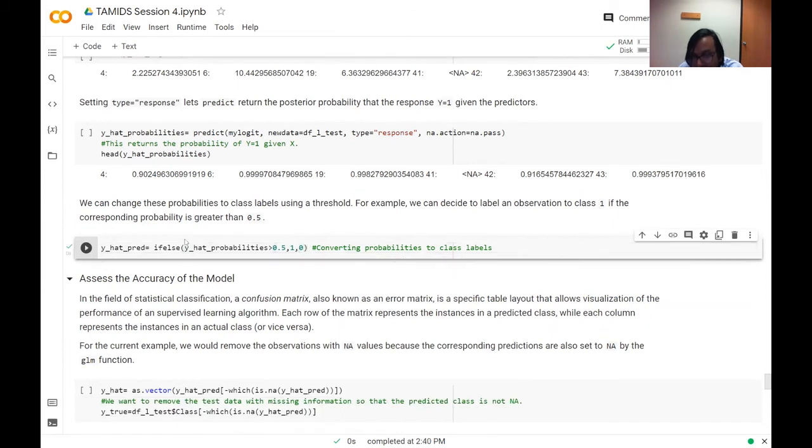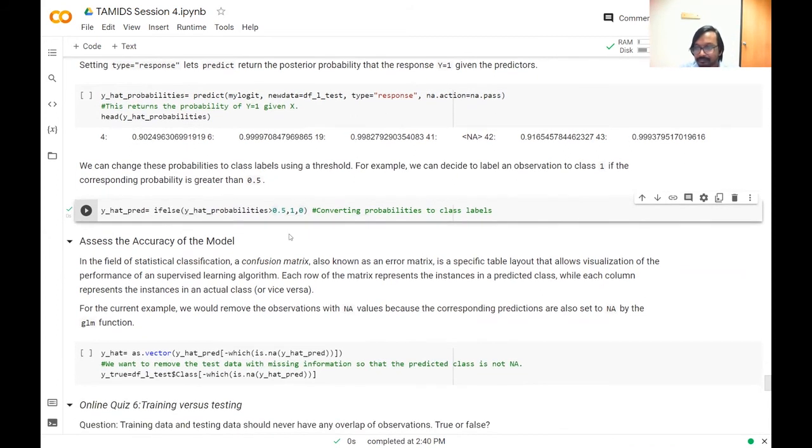And then we can run it and get the probabilities, get the predicted classes. Next, we're going to assess the accuracy of the model. So based on these predicted classes, we can check in the test data how many of the actual class label zeros did we predict to be of class 0? How many of class label 1 did we correctly predict to be class label 1? How many did we get wrong? How do we summarize this performance of the model?